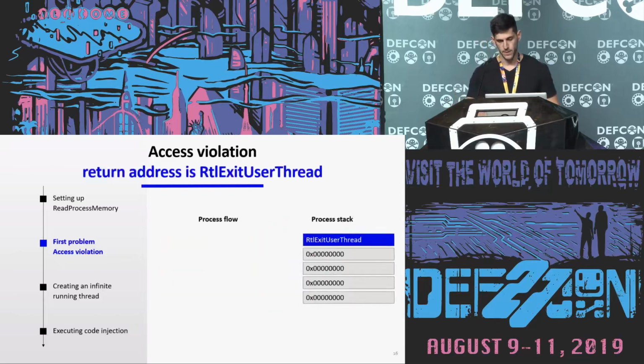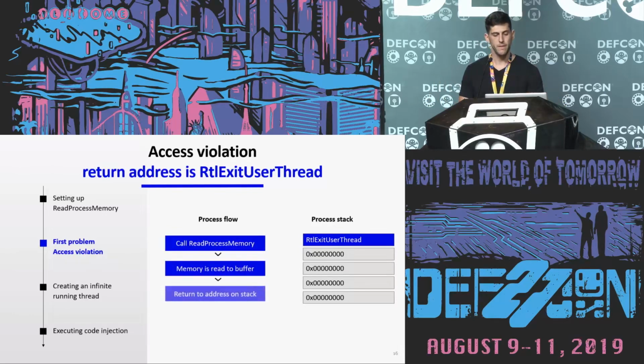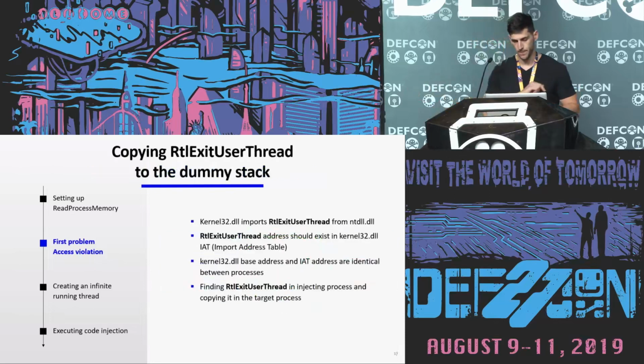Not nice. But if we put as the return address a function like RtlExitUserThread, we just exit the thread in a clean way. When we execute ReadProcessMemory, it will be called, memory is read to the buffer, we return to the address on the stack, and the thread will execute in a clean way. Amazing. Okay, now we want RtlExitUserThread to be on the return address in the stack.